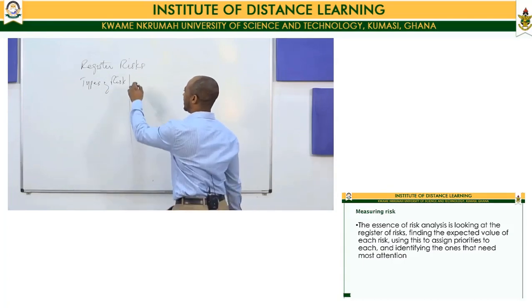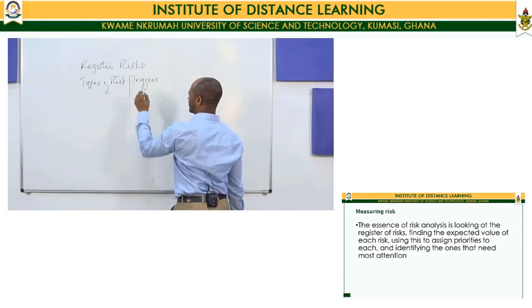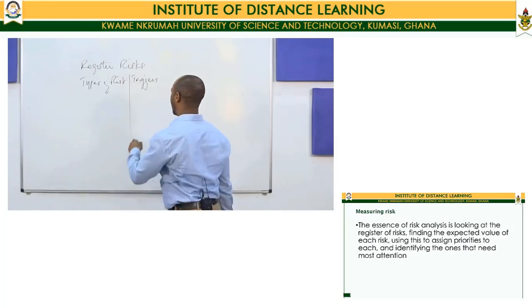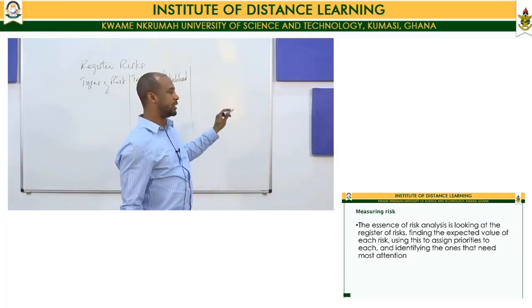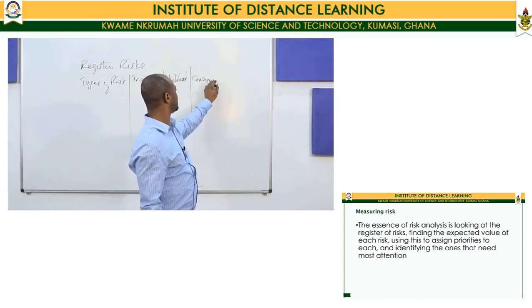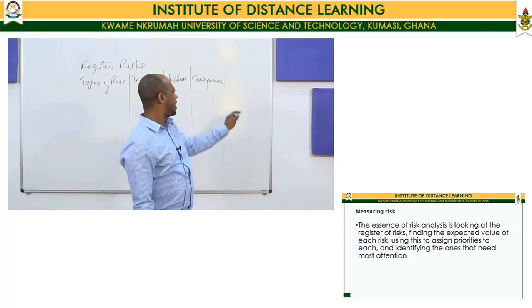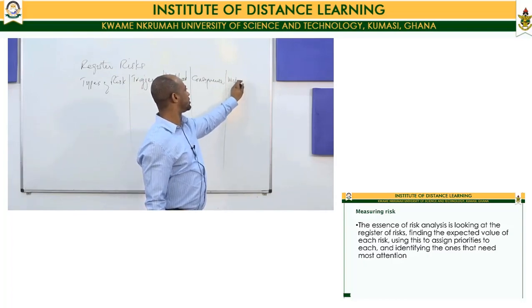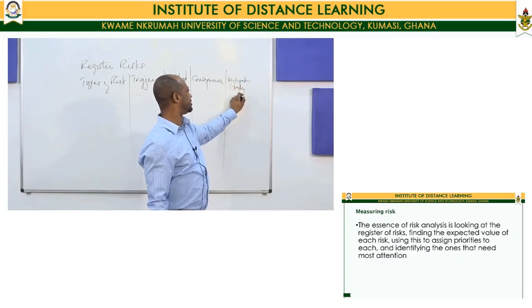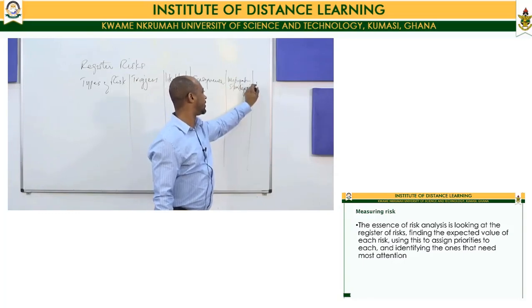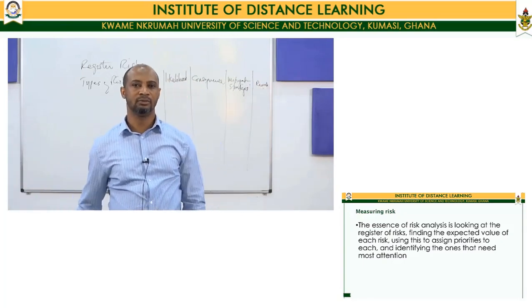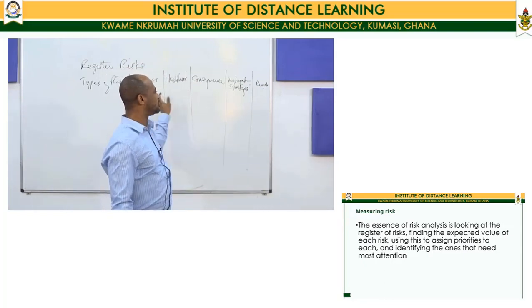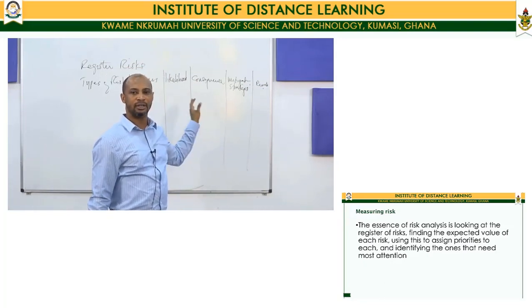Then you look at the triggers. What are the things that can bring this risk about? Then what is the likelihood of occurrence? Then what is the consequence? What are the mitigation strategies? What mitigation strategies do you have in place? Then you can have remarks. Basically, a risk register is supposed to have this basic information.